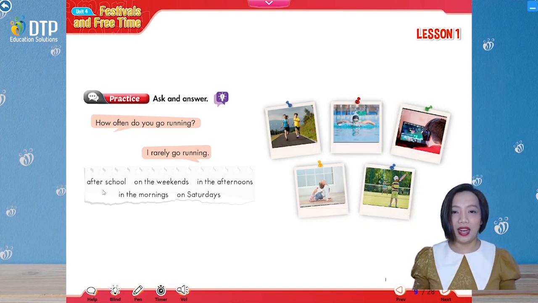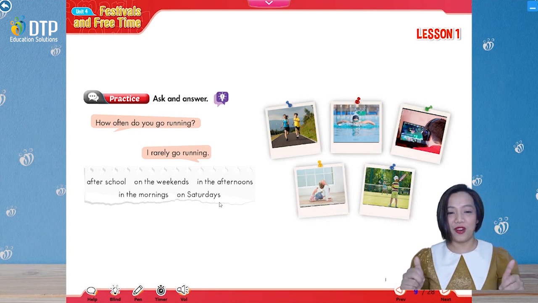Now, we have 5 other phrases. This is time phrase. Listen and repeat before you practice. After school. On the weekends. In the afternoons. In the mornings. On Saturdays. Very good job.